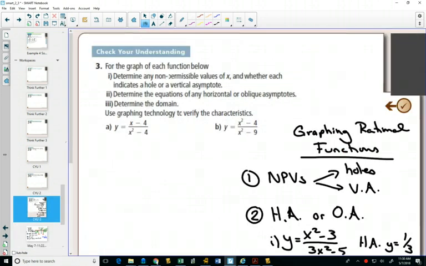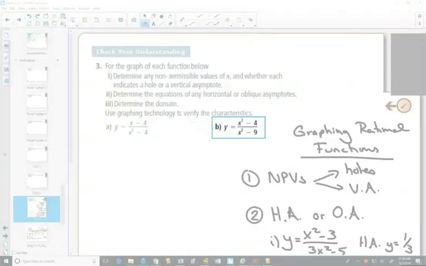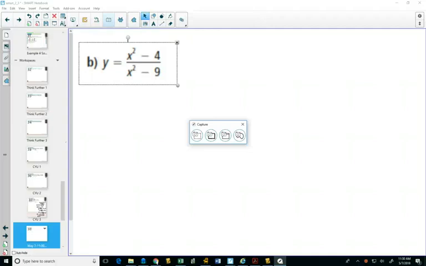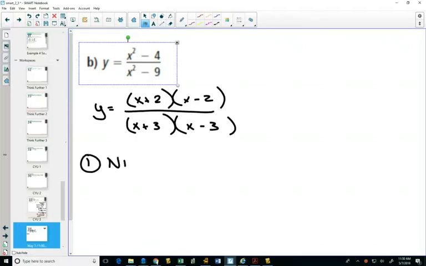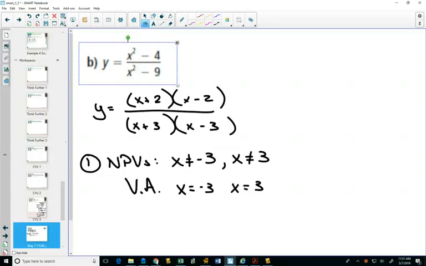Okay, graph number 2. Factor completely to start. Difference of squares on the top, difference of squares on the bottom. X plus 2, x minus 2, x plus 3, x minus 3. X can't equal -3 and x can't equal 3. None of those non-permissible values cancel out, so these will both be vertical asymptotes, one at -3 and one at +3.